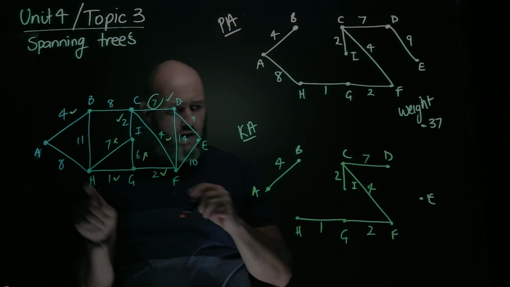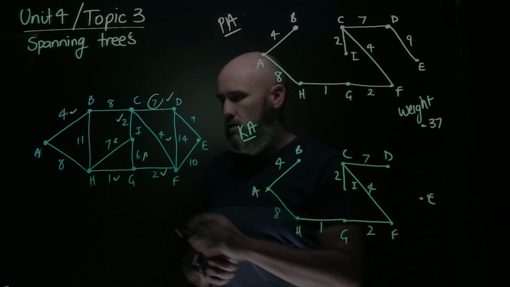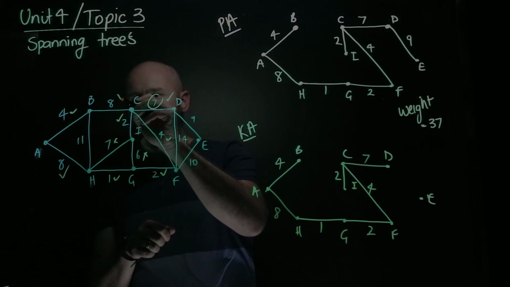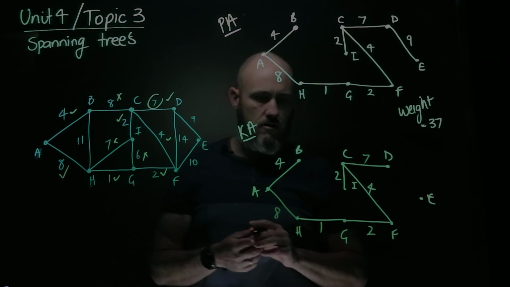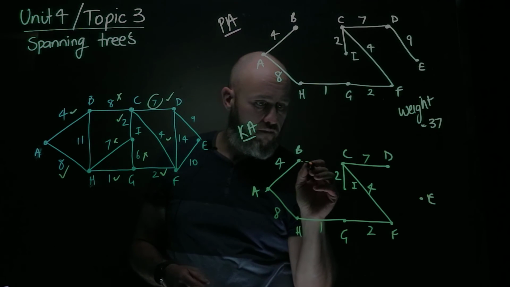I'm looking at the 8s. I've got an 8 here. That's okay. That's not going to create a loop or a cycle. And now I'm looking for my no more 8s. I've got an 8 up here. But I'm not going to use that 8 because that would create a loop or cycle. But note here, I could have used that 8.